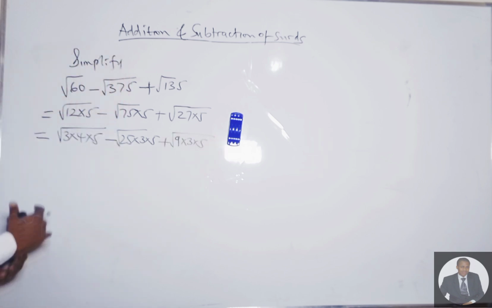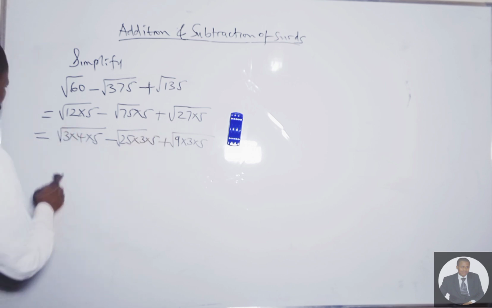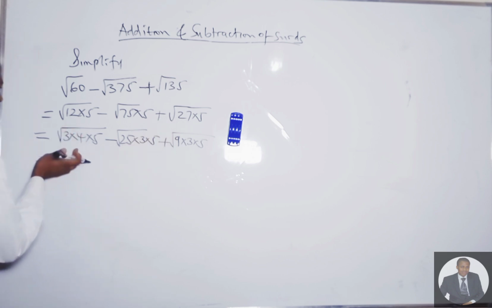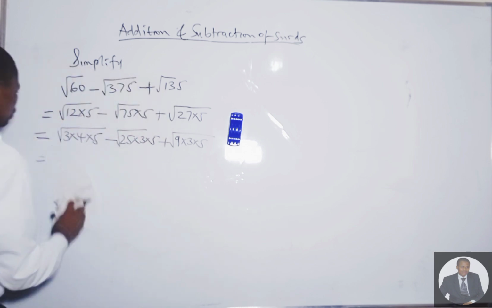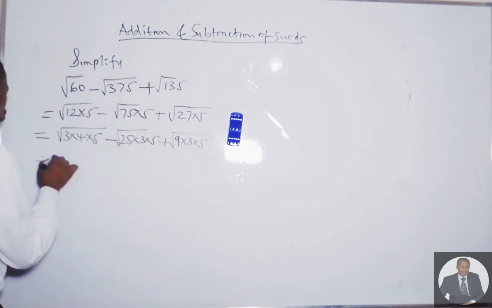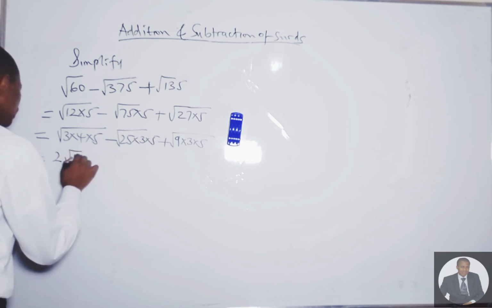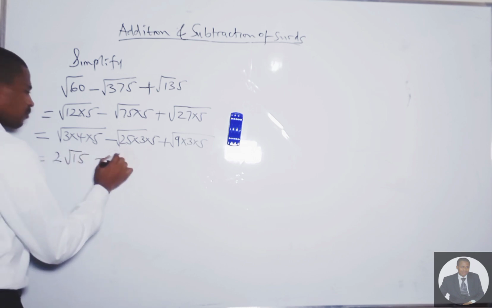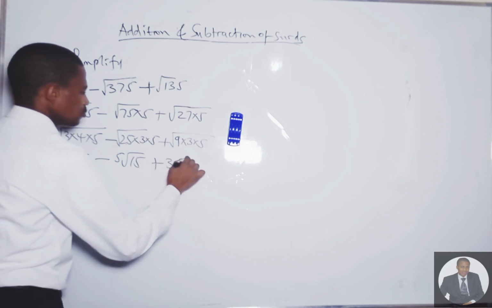This question we have to expand further because this 75 is not a perfect square, 27 is not a perfect square, 12 is not a perfect square. But as we keep simplifying, we get perfect squares. 4 is a perfect square, so the square root of 4 is 2. So we say 2 root 15 minus 5 root 15 plus 3 root 15.